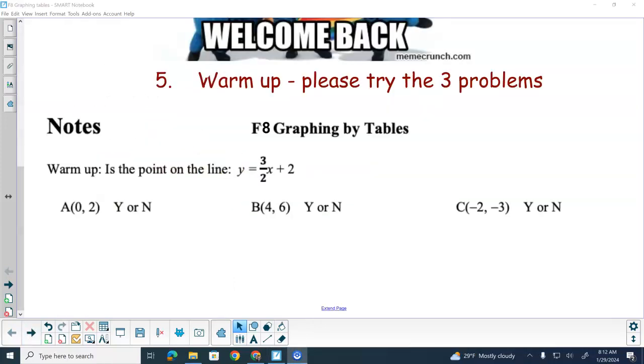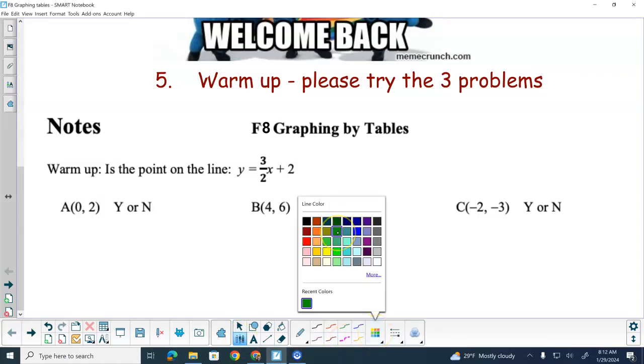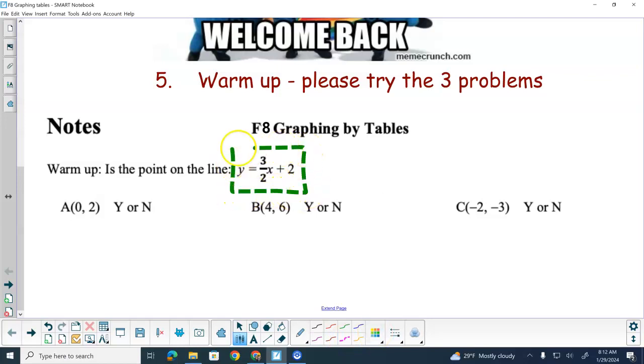So if we could warm up, is this point on that line? So here is our line that we are going to be using. There's our line. You tell me if any of those points are or are not on the line, by plugging them in. We plug in the x value in the x spot. We plug in the y value in the y spot. And we can hit fractions. We're not scared of fractions. First one's a yes?